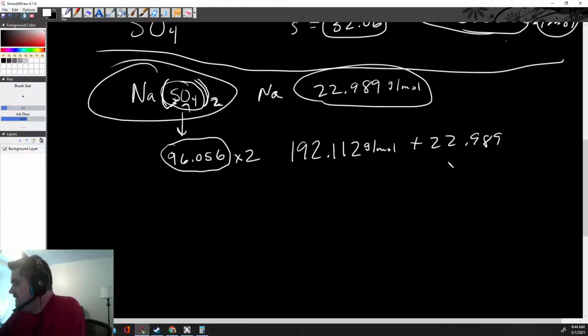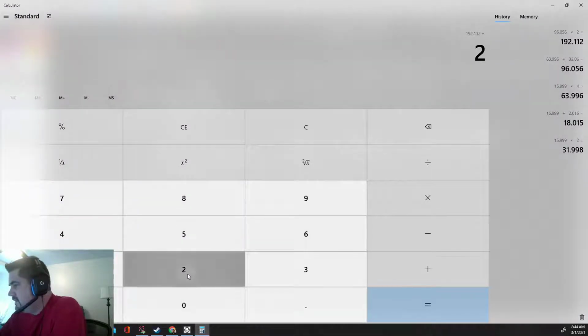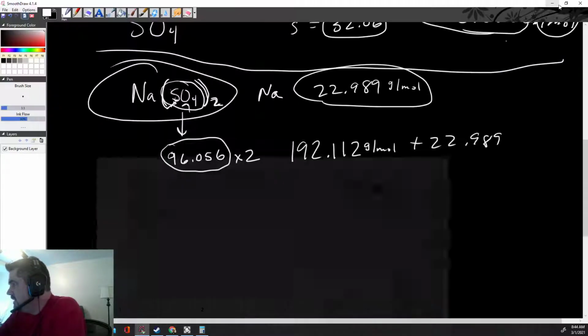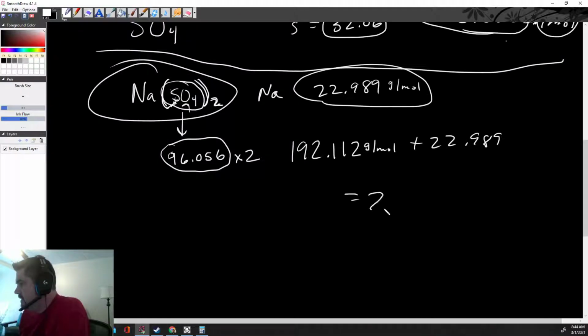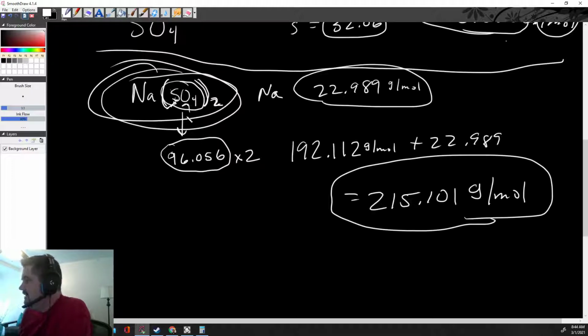So let's go ahead and add this 22.989. And we get 215.101 grams per mole. So if I have a mole of this, and those are pretty big, right? There's a lot of molecules and atoms all squished together in a big ball. And if I have a mole of them, it would weigh 215 grams, so a significant amount of weight. And that's all there is to it, folks.